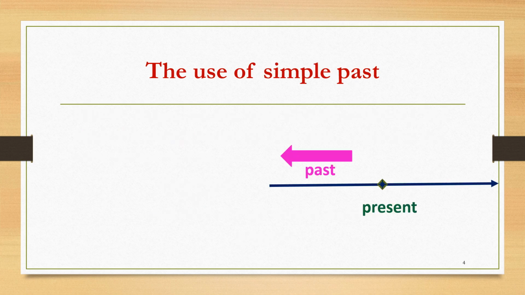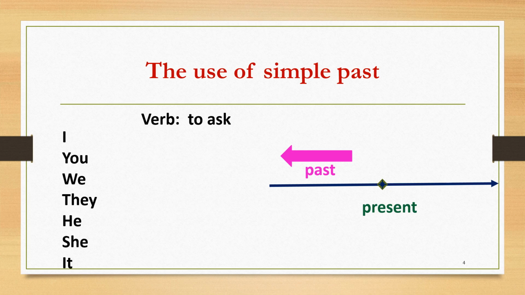Now, let's look at a sample of what this tense sounds like when we actually use it with a verb. I chose the verb to ask. With all subjects, we say asked. I asked, you asked, we asked, they asked, he asked, she asked, and it asked. Pretty much easy, isn't it?